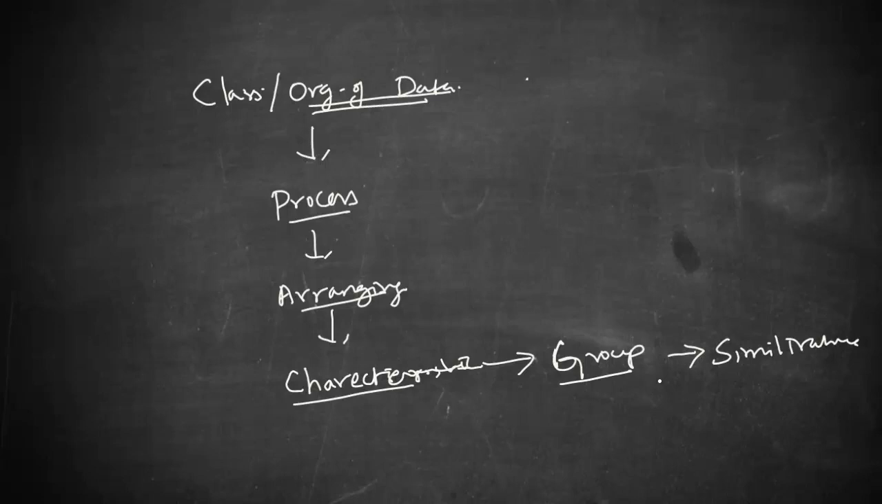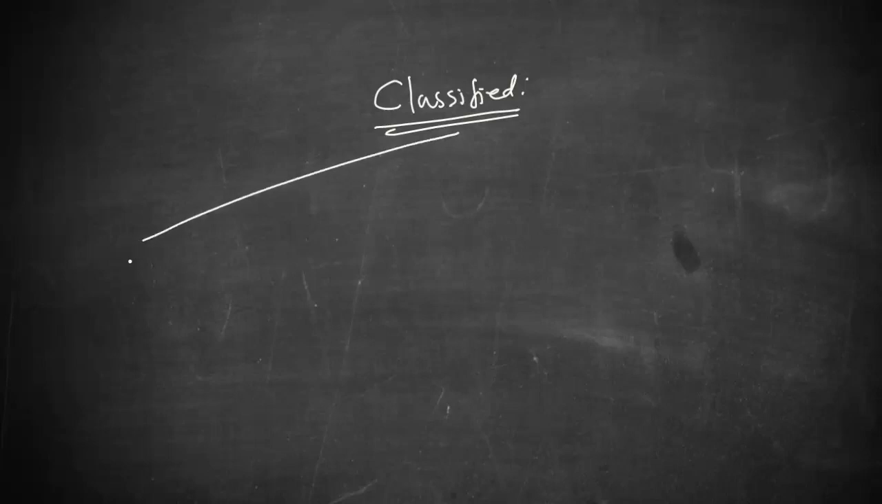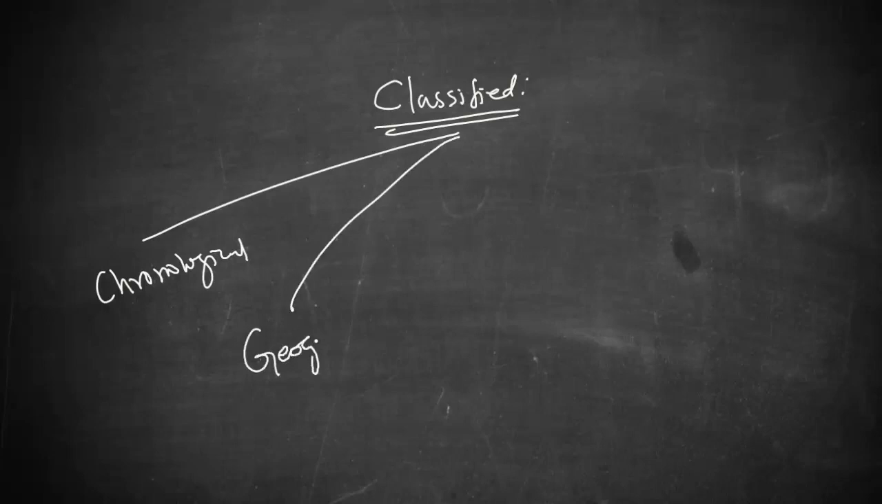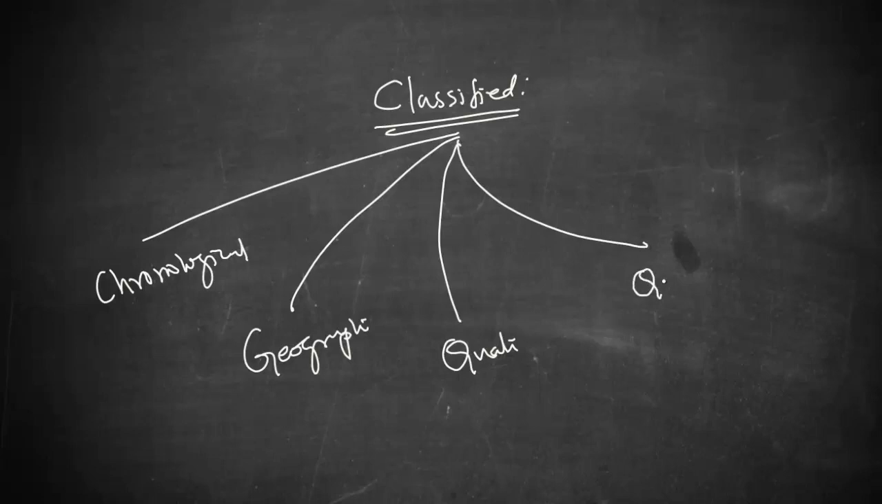So how can the data be classified? The data can be classified into 4 types. So the classification can be into 4 types. Number 1, it can be in the form of what is known as chronological order. It can be chronological classification, or it can also be geographical classification. It can also be in qualitative mode. It can also be in quantitative mode. So what is this chronological, geographic, qualitative, quantitative?